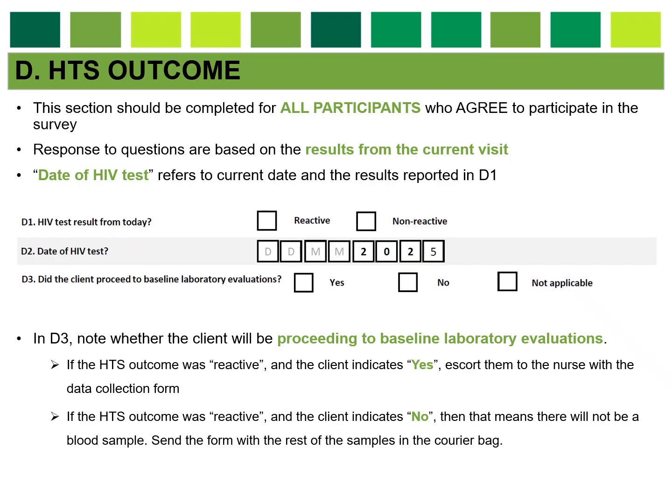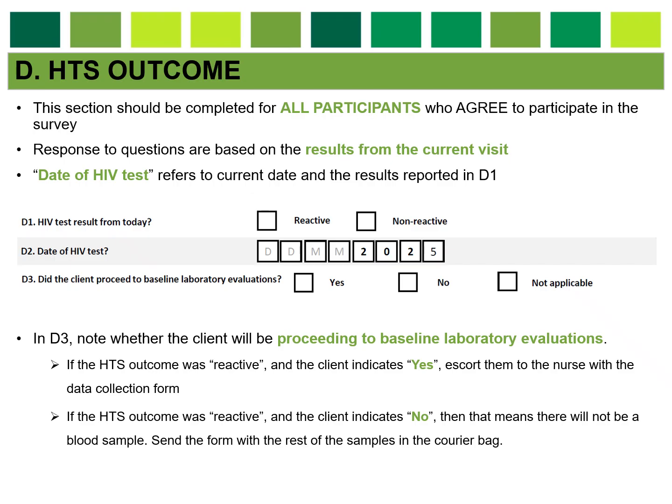So we'll note whether they are reactive or non-reactive. Of course, for inclusion, they should be reactive. The date of the test, which should be today's date, and it should be the day that aligns with their enrollment. So whatever date they've signed for their consent must correlate with today's HIV test. And also we must note if they're proceeding to baseline bloods, because we are only meant to be taking the blood if they are having bloods already taken that day.